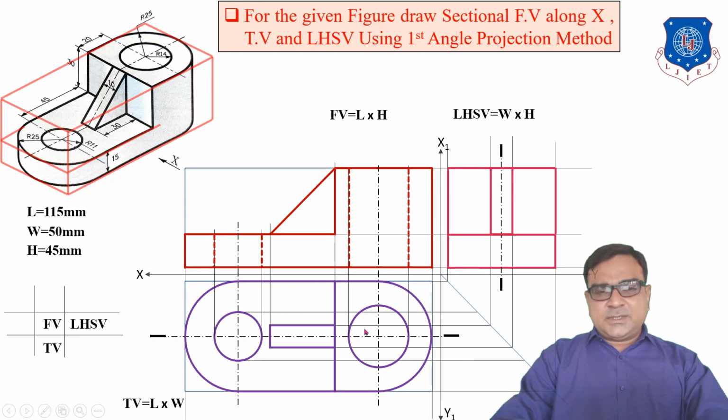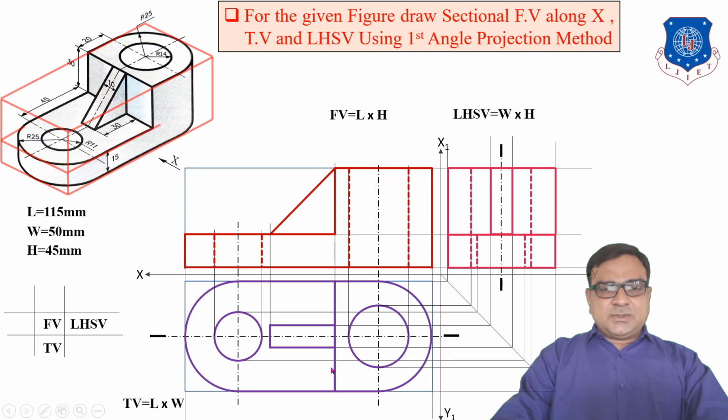Now these two holes are also hidden in the left hand side view. The height of this hole is 15 mm and the height of this hole is 45 mm. So you have to extend the horizontal line from the top view and the vertical line, and show the hidden lines which are 15 mm in height. For this hole, draw horizontal and vertical lines. So this is the front view, top view and left hand side view.